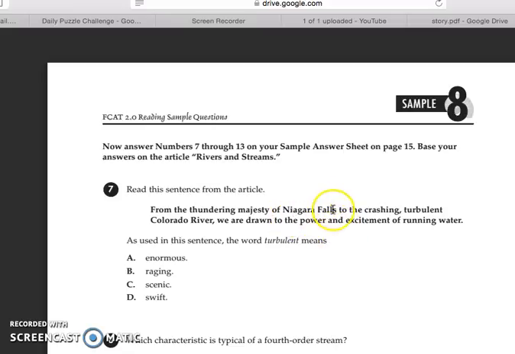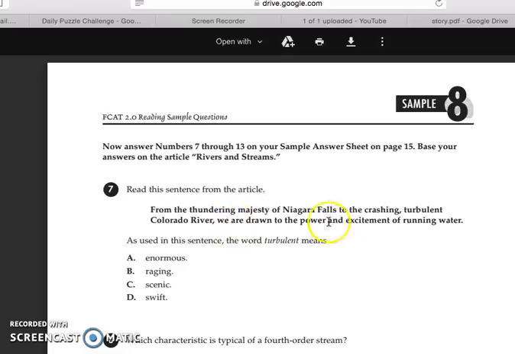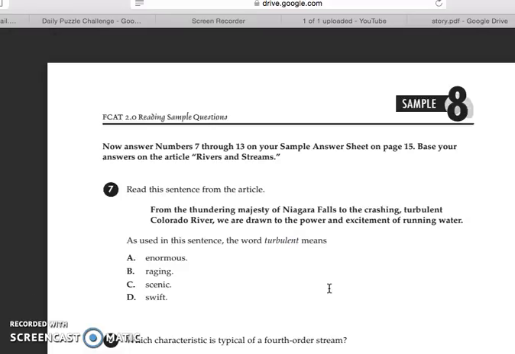From the thunderous majesty of Niagara Falls to the crashing turbulent Colorado River, on to the powerful excitement of running water. In these few sentences, the word turbulent means, let's see here. If we use our context clues, we can say crashing turbulent Colorado River. It's not swift, because of the powerful excitement of the running water. So I think it'd be raging, because you can hear it like a waterfall, which is really nice, and it can't be enormous, because crashing here is raging. So I think number 7 is B.